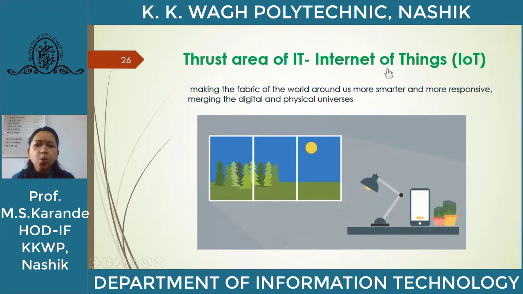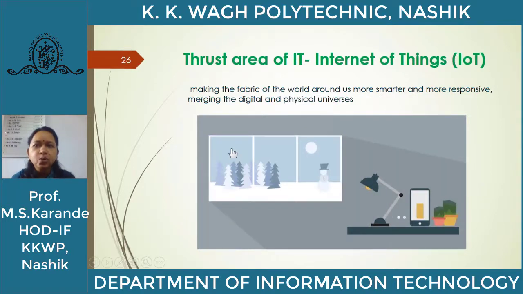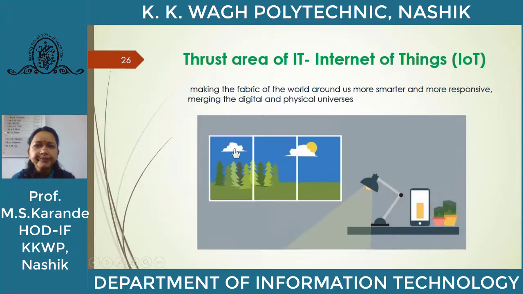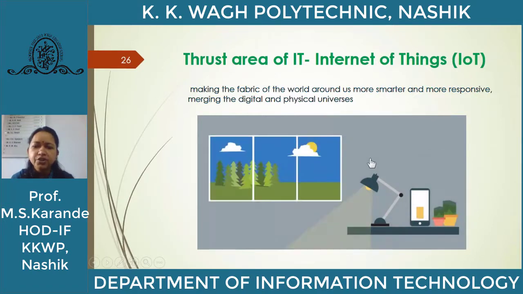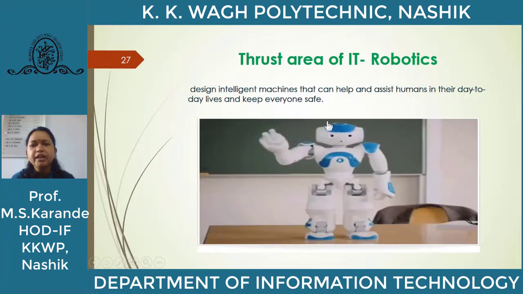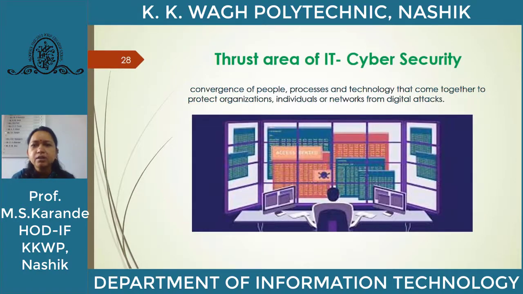Then second is the Internet of Things. You may have heard about home automation. It is now providing a lot of facilities in our homes. So this is also an emerging area. Then robotics is there. You may have heard that in Singapore, robots are being utilized to deal with COVID-19 patients. So this is also one use of robotics.